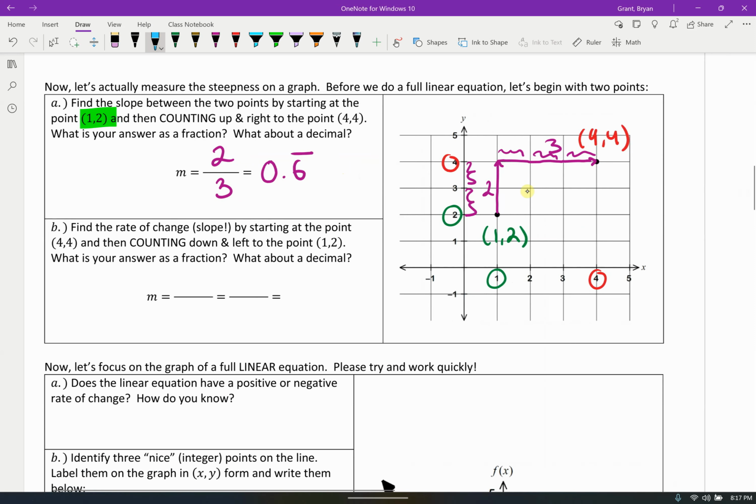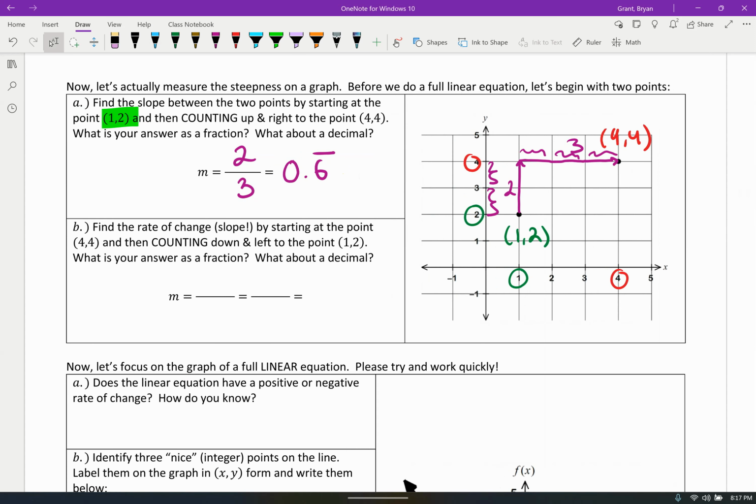Now, the second part of this is they ask us to find the slope by starting at 4, 4 and counting down to 1, comma 2. So we're going to go down this way and over this way. Now we know if we rise down, that's a negative number. It's still 2, but this has to be a negative 2. And then if I run to the left, 1, 2, 3, going left is towards the negatives, that has to be a negative 3. So I rose down 2, ran left 3.